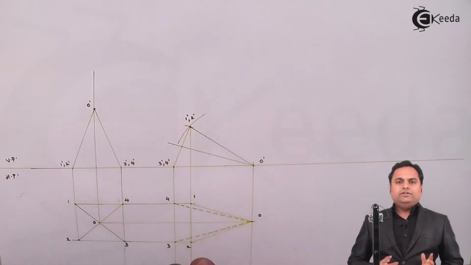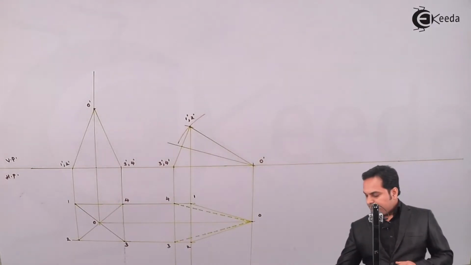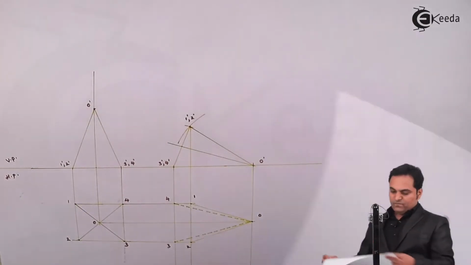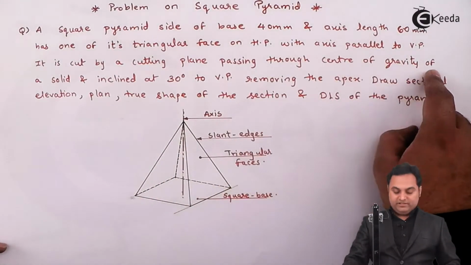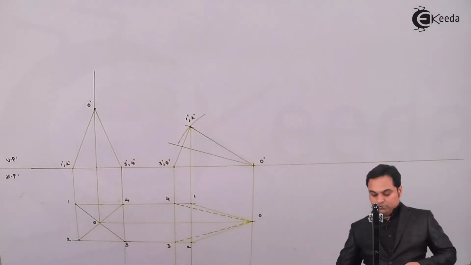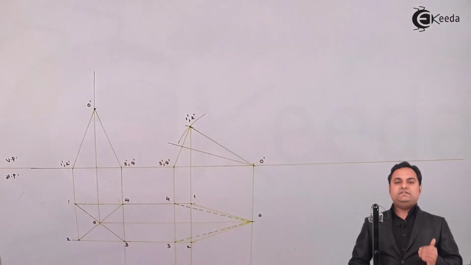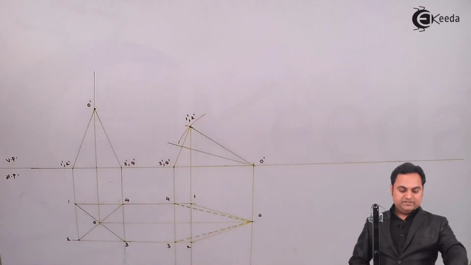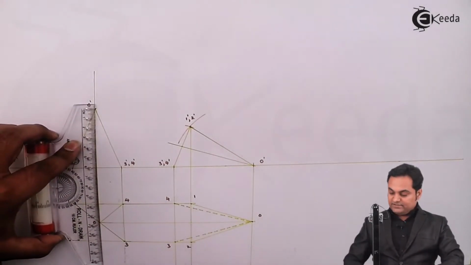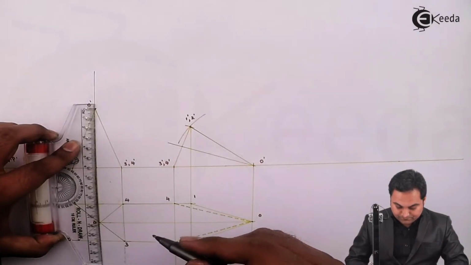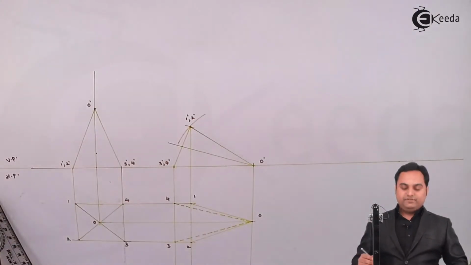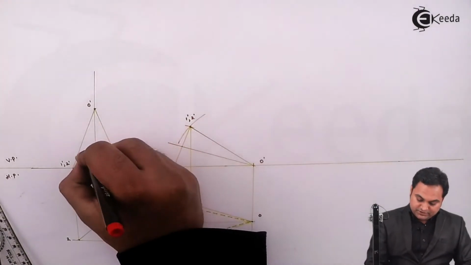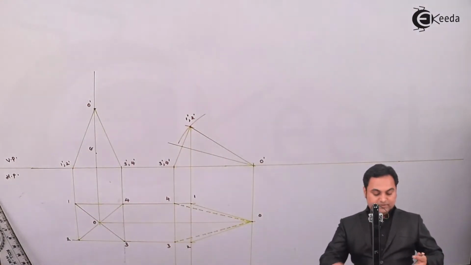Now after this we have to locate the cutting plane. For that the condition is given. Here it is said, it is cut by a cutting plane passing through the CG, center of gravity of the solid. Since we have a pyramid, its CG is h by 4 distance, that is, it is 1/4 of the total height for the pyramid from the base. So if we take the total height, it is 60 mm. So 15 mm from the bottom, which is h by 4 distance, that is the location of CG. So this is the CG for the square pyramid.